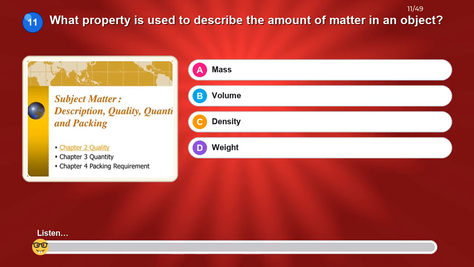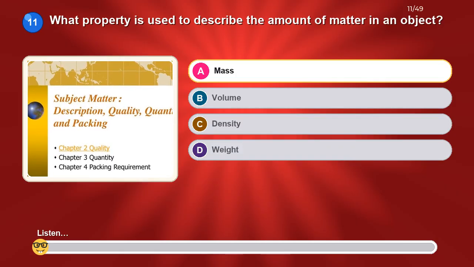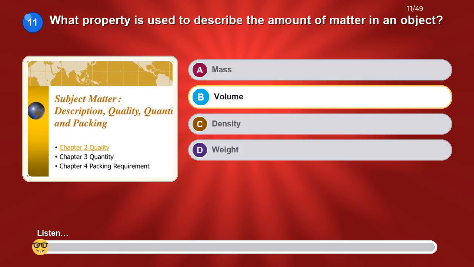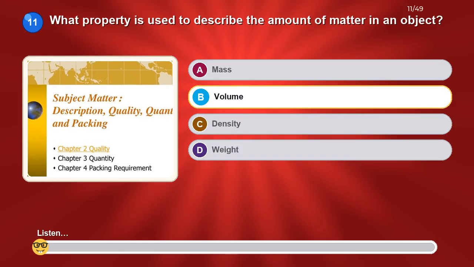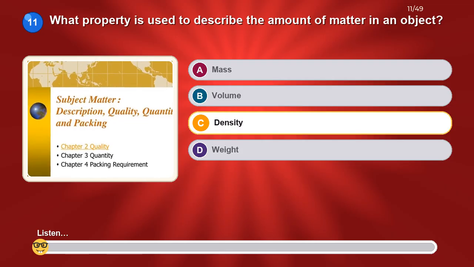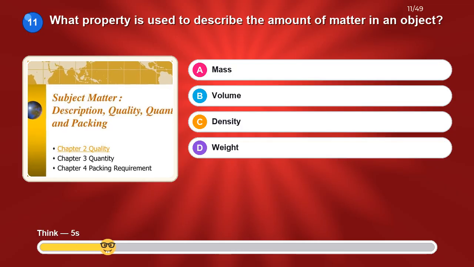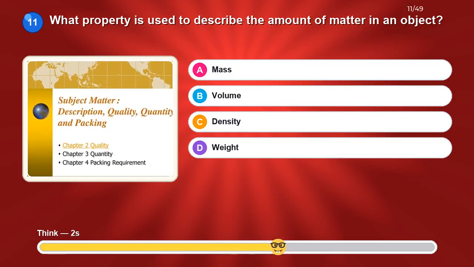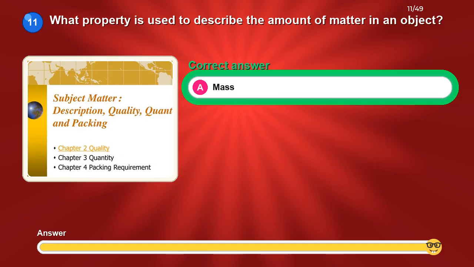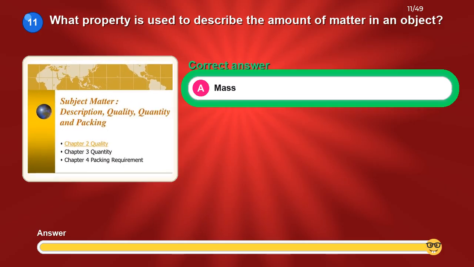What property is used to describe the amount of matter in an object? Option A, mass. Option B, volume. Option C, density. Option D, weight. The correct answer is mass.